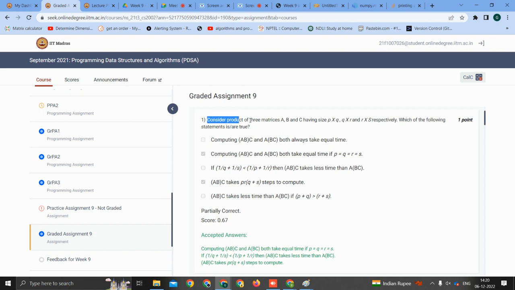Fine. So the first question: consider the product of three matrices A, B, C having sizes P by Q, Q by R. Which of the following statements are true? So, come on, guys. Consider the product of three matrices A, B, C. First one is wrong.